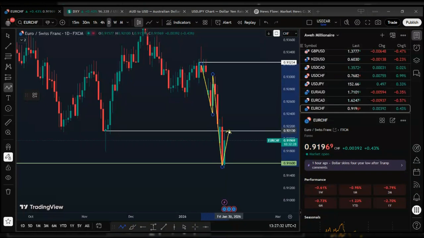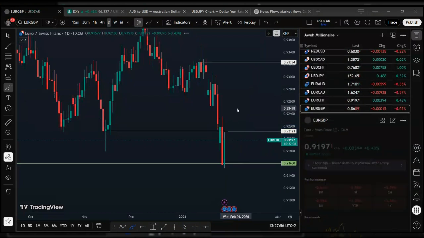which opens up doors for price to come back and retest support broken, now turned into resistance, where we could either see a bounce off this level for price to continue this downward momentum, or a potential start of a reversal back to the upside as well. So a key level to look out for over here at the 0.9212 level, where this could determine whether price continues this trend or a potential start of a reversal back to the upside on Euro CHF.